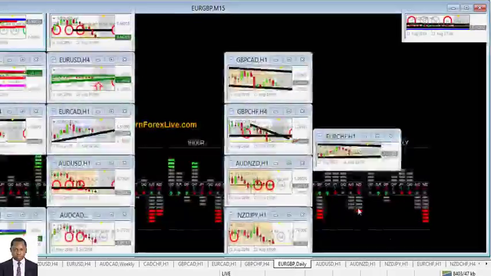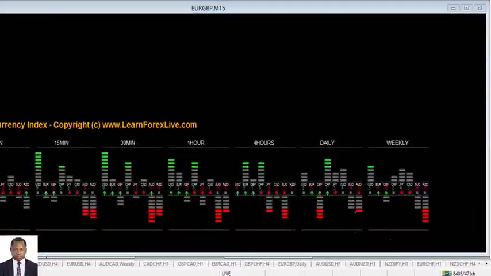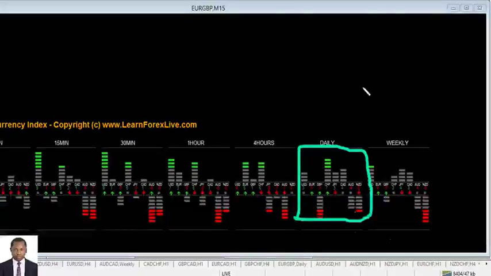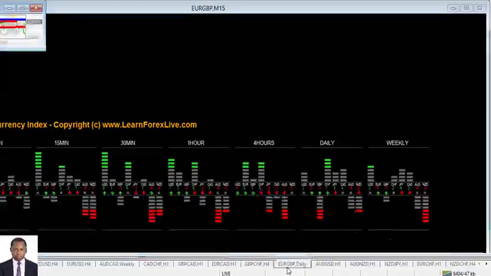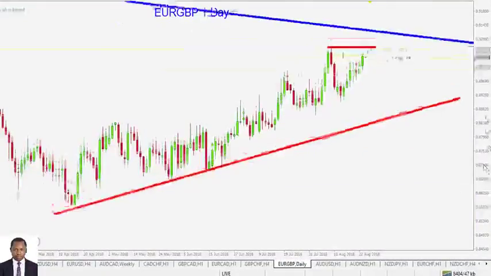So let's see that here in the daily time frame. You will see that the euro is even 0 here in the daily time frame, but then the sterling pounds is absolutely weak, very weak. Okay. All right, the market has just opened, so we might not really get accurate readings here, but at any rate, the euro is quite stronger than the sterling pounds for now.